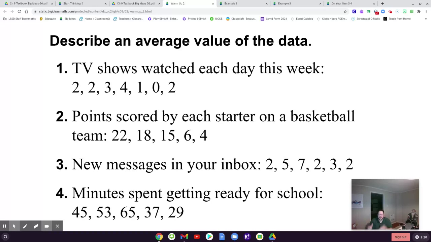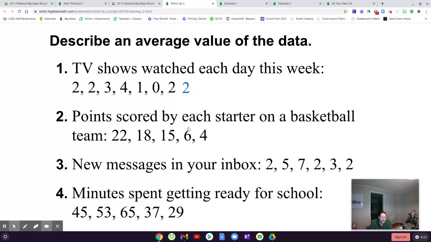Okay, this was the first one you did. Let's see how you did on this. You add them all up, 2 plus 2 plus 3 plus 4 plus 1 plus 0 plus 2. That gives you a total of 14. You divide by 7 because there are 7 numbers here. So you count the 0 as a number, even though it didn't really add to your total, and you get an average of 2 shows every day.